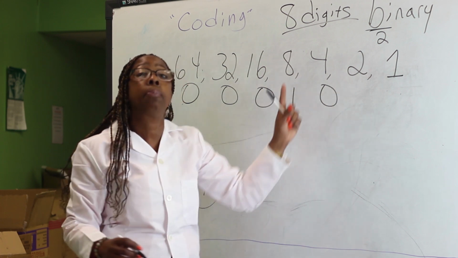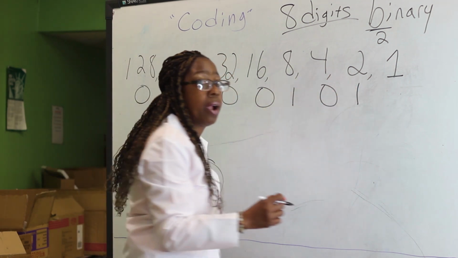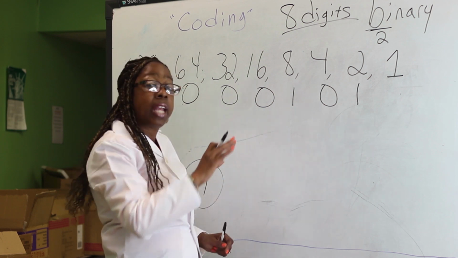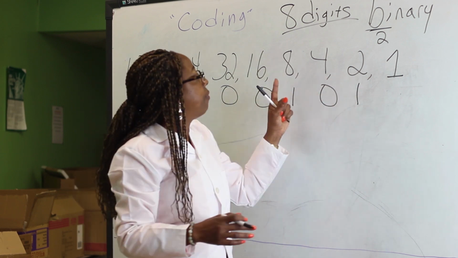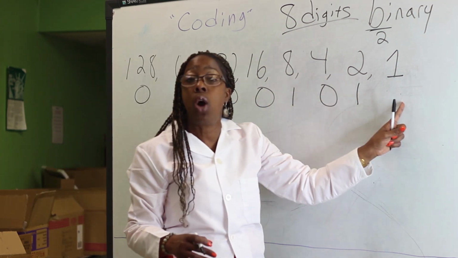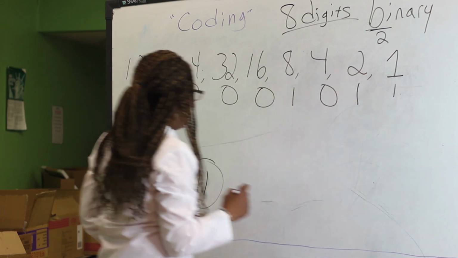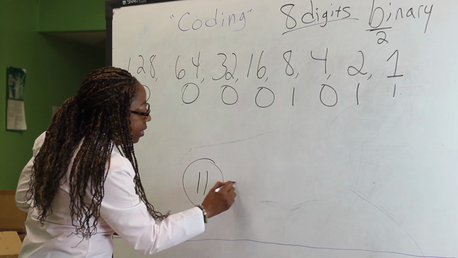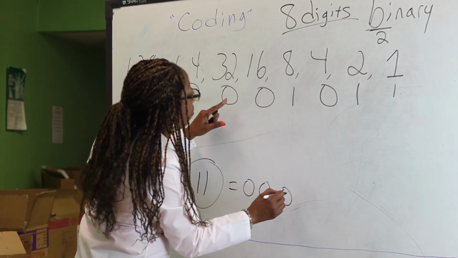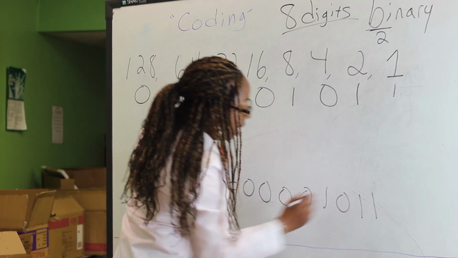Yes, we can, because 8 plus 2 is what? 10. So we're still getting there. So we need to put a 1 there. All the digits that we can use, we put the 1 under there. Those we can't use, we put the 0. So if 8 and 2 is 10, we're trying to get to 11. So do we need the 1? I hope you said yes. Yes, we need the 1. So the code for 11 is 0, 0, 0, 0, 1, 0, 1, 1.